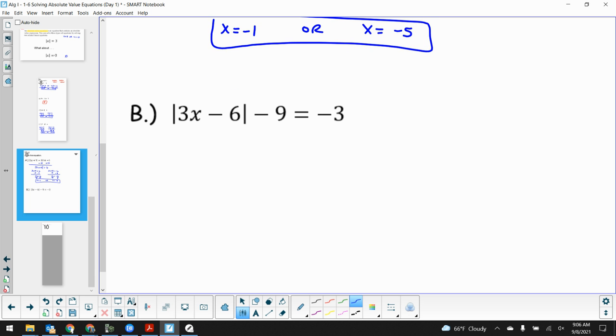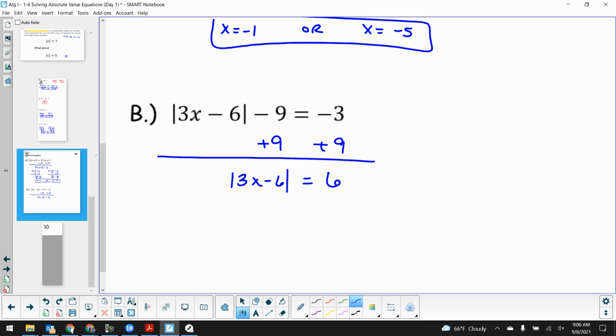Okay. So what would I do with this next one? I'm on B on the bottom right side of the page. How would I solve it? Yeah, Sid. Bottom right, yep. So you're going to subtract 9 from negative 9 and negative 3. You mean add 9? Yeah, that's fine. Let's add 9 to both sides. So we get absolute value of 3x minus 6 is equal to 6, right?